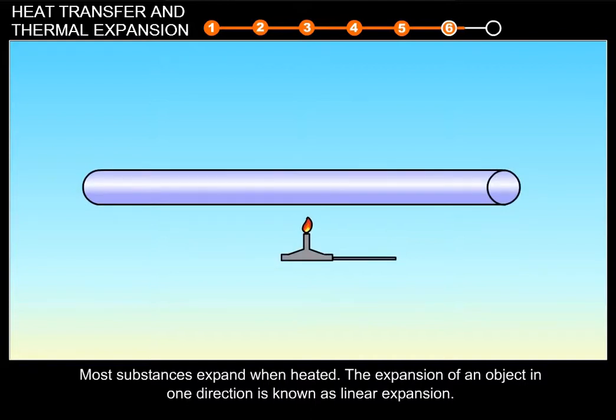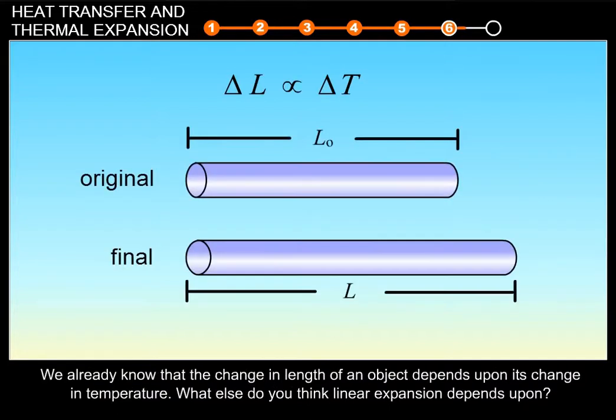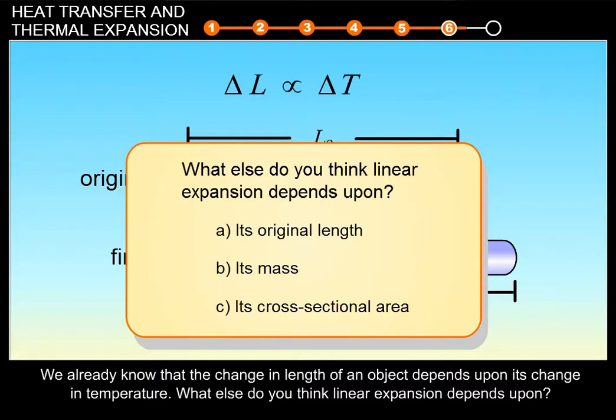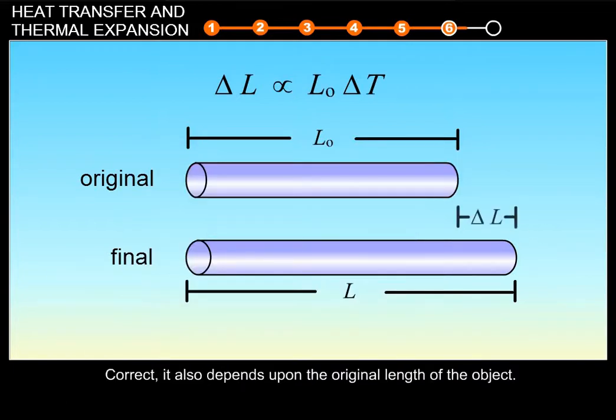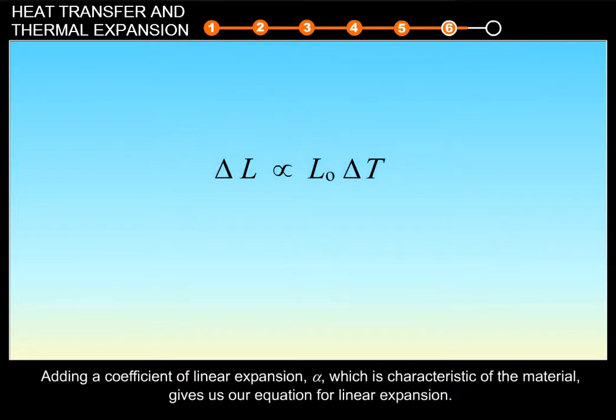Most substances expand when heated. The expansion of an object in one direction is known as linear expansion. We already know that the change in length of an object depends upon its change in temperature. What else do you think linear expansion depends upon? Try again. Correct. It also depends upon the original length of the object. Adding a coefficient of linear expansion, A, which is characteristic of the material, gives us our equation for linear expansion.